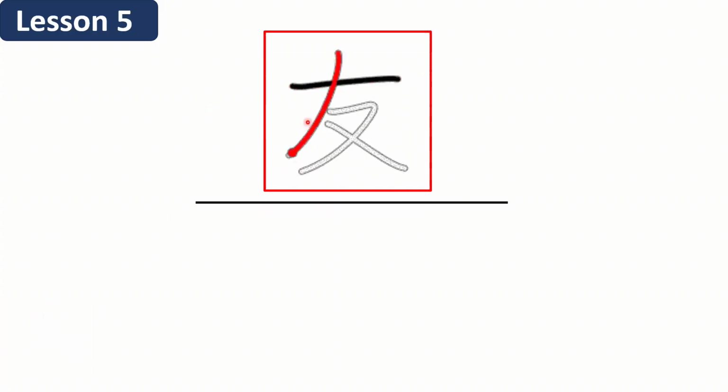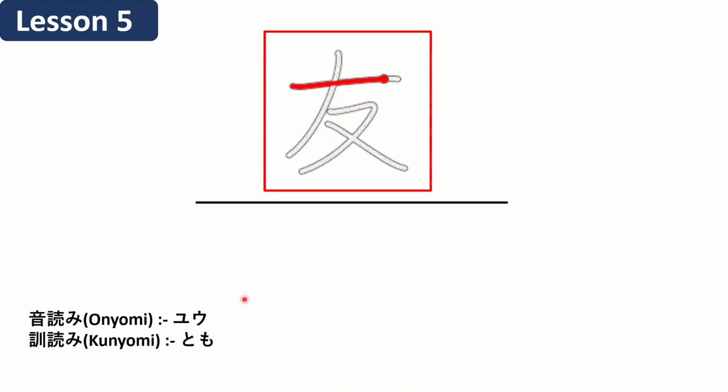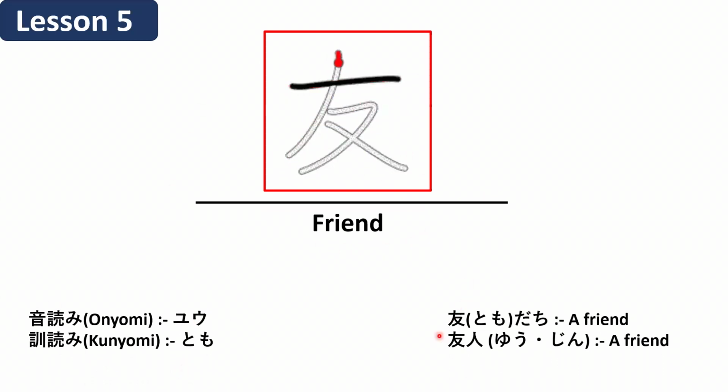Onyomi is you. Kunyomi is tomo. Friend. Tomodachi. Friend. Yujin. Friend.